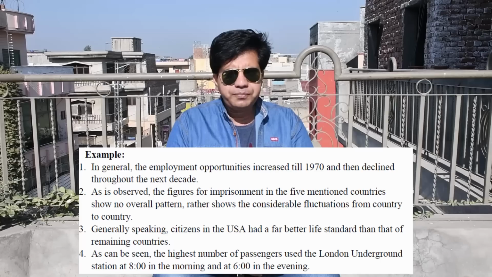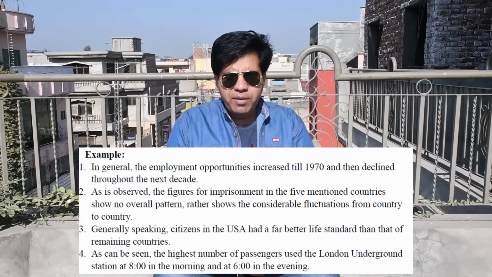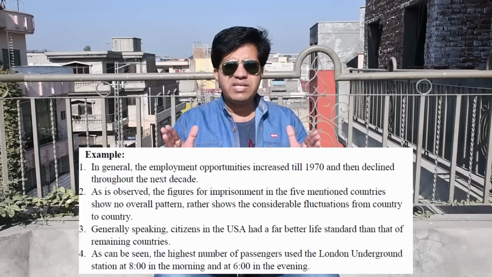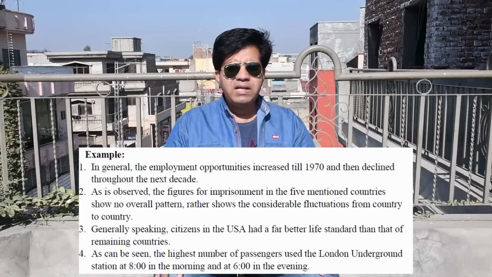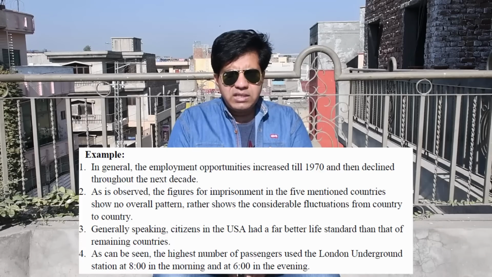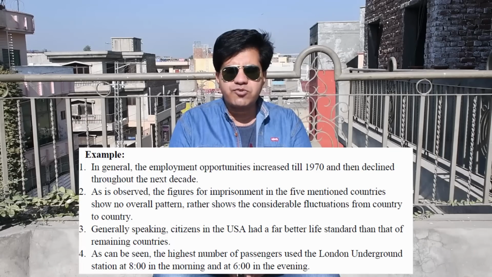Now, without examples, I'll not let you go. Through examples, I'm going to clarify all this vocabulary. So let's go on. Example: in general, the employment opportunities increased till 1970 and then declined throughout the next decade. This is the overview of your report. Second example: as is observed, the figures for imprisonment in the five mentioned countries show no overall pattern, rather they show considerable fluctuations from country to country.